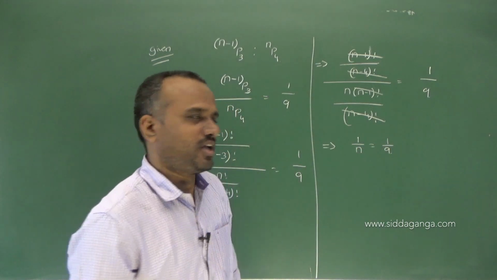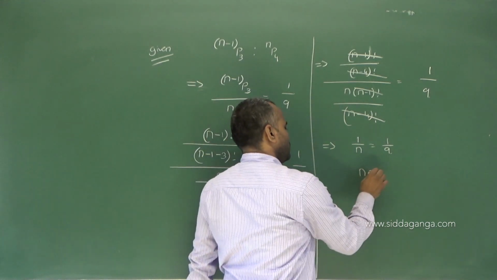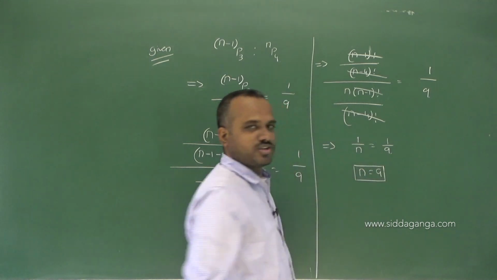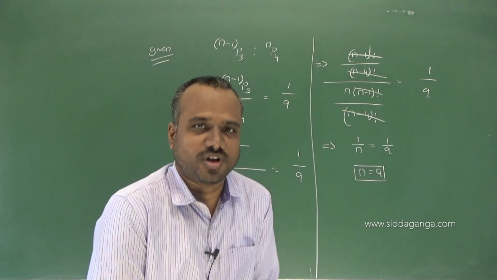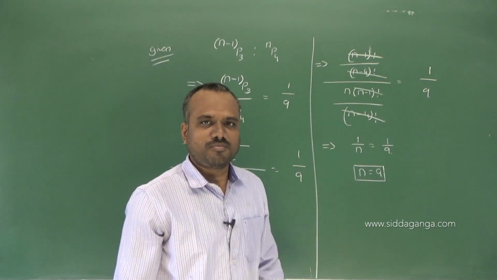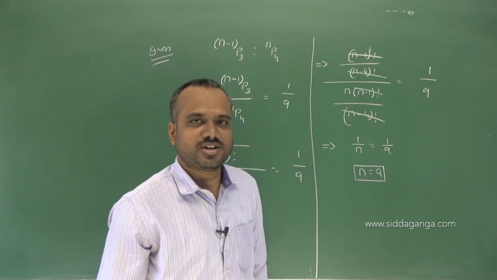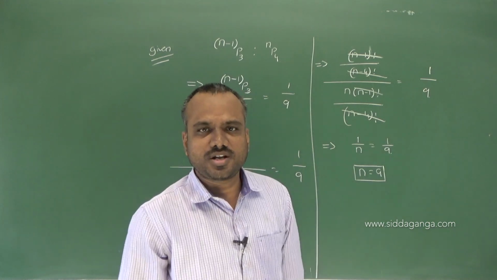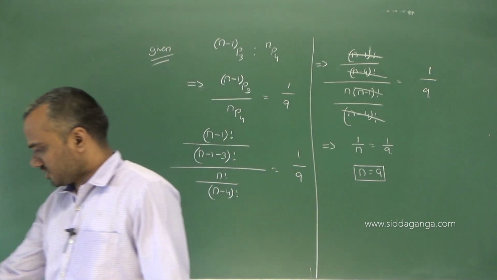Very simple method, I can calculate. Taking the reciprocal, n is equal to 9. Very interesting problem, very simple problem. n is equal to what? n is equal to 9. Understand? Next problem. See this problem first carefully.